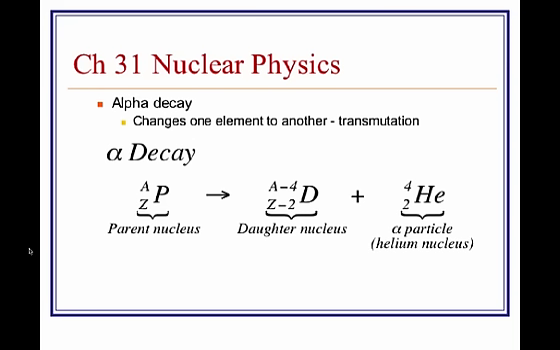But this is alpha decay, where there's a parent nucleus decaying into a daughter nucleus plus an alpha particle, which is just 2 protons and 2 neutrons stuck tightly together, plus some energy which is given to the helium nucleus itself.